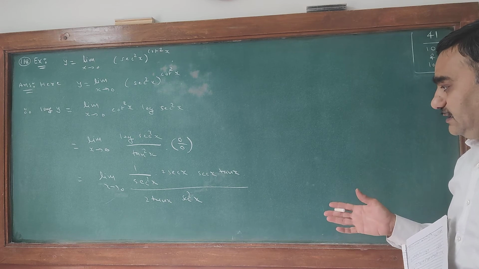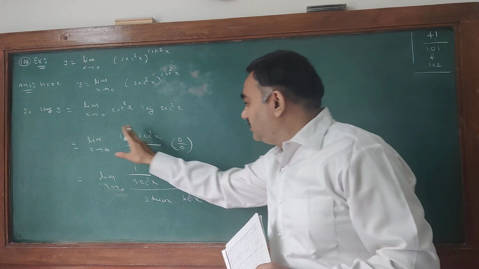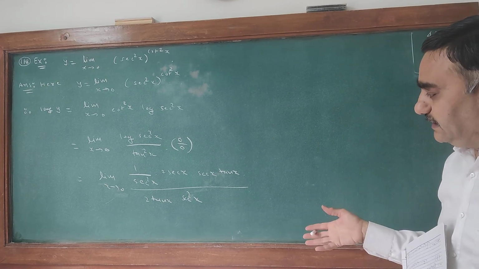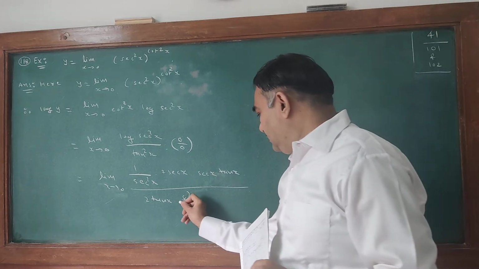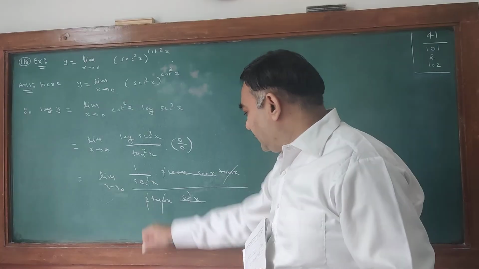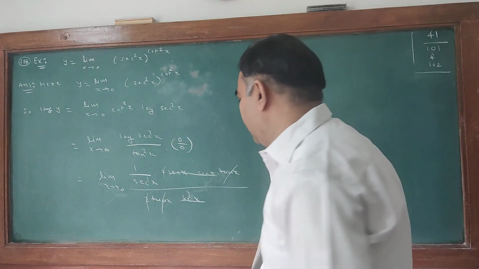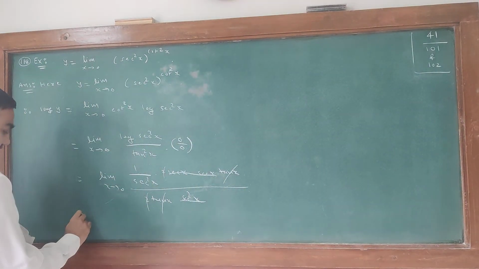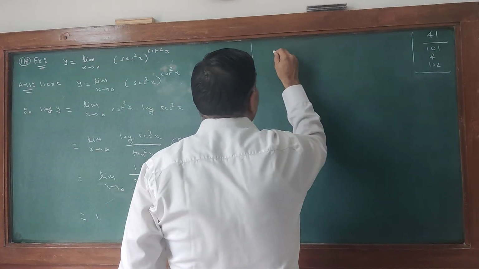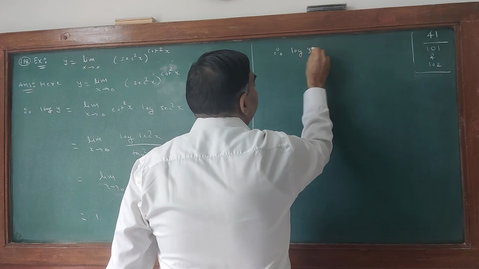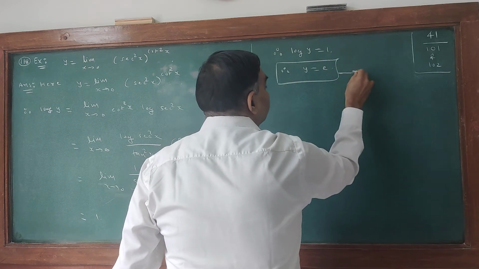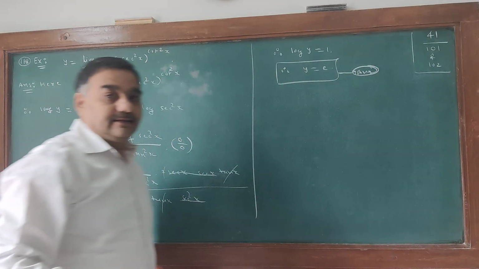Actually the easiest thing is to put this 2 outside of the log, meaning the power should be taken as a multiple, but I did it this way, you can do this. Sec square x cancels, tan x cancels, 2 will be cancelled. So it is 1 upon sec square x, and put x equal to 0. So this is equal to 1, and therefore log y equal to 1, and therefore the value of y is e, and this will be the answer.